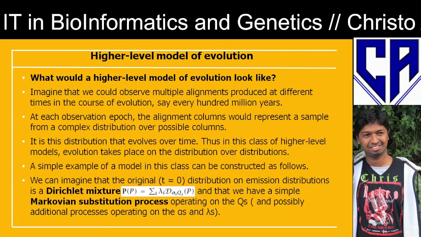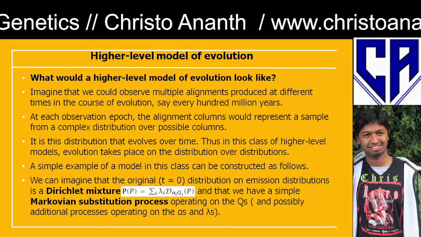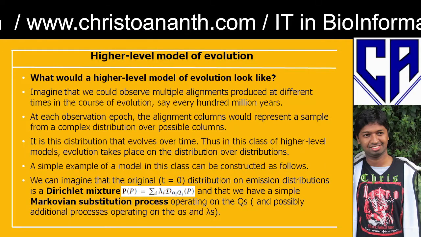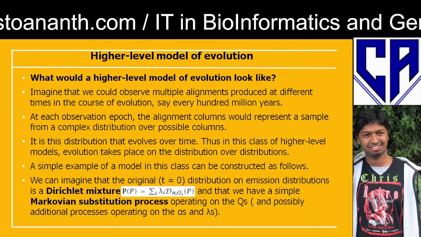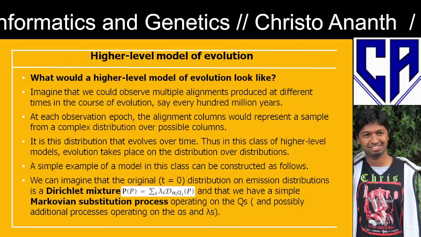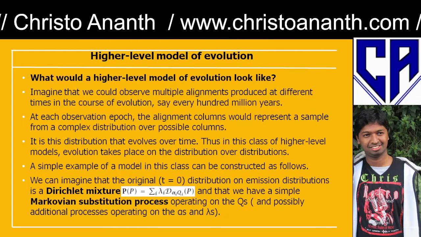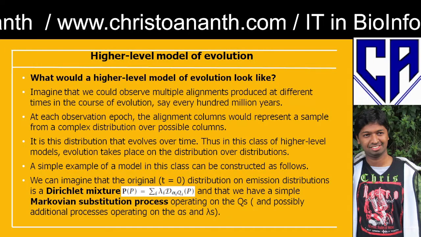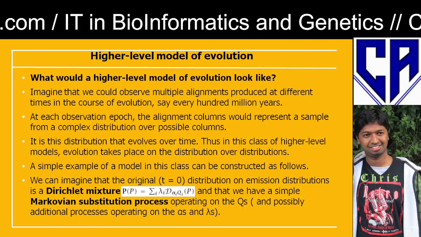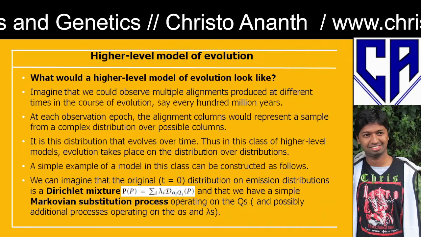There are higher levels of evolution even. The question is how a higher level model of evolution would look. We will have multiple alignments produced at different times in the course of evolution, generally for every 100 million years, across different evolutions. This distribution evolves over time, and this evolution takes place on the distribution over several distributions. So we consider the emission distribution to be a Dirichlet mixture.